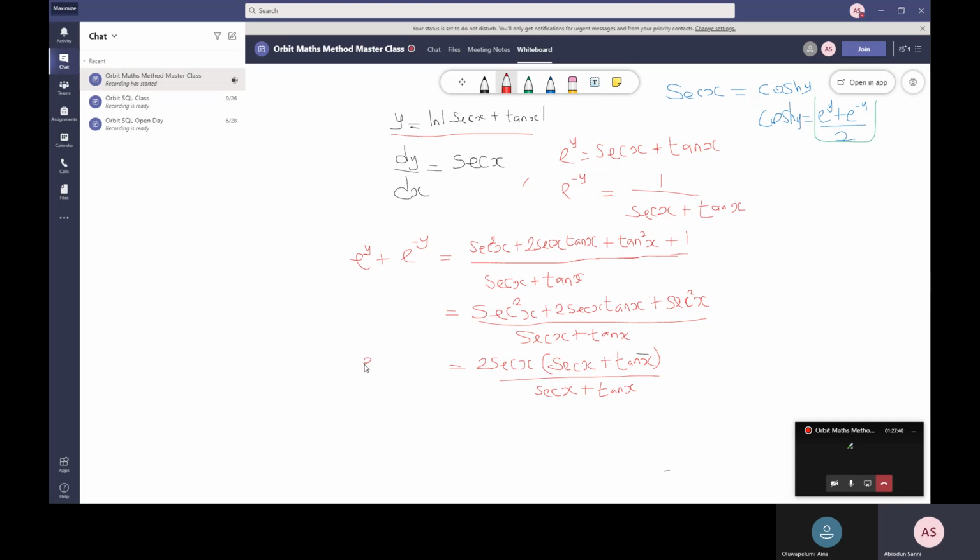And this is what you are using. You are saying exponential y plus exponential minus y is equal to this. So you can see that this one we cancel this one, right? Are you with me? So if I divide both sides by 2, I will have exponential y plus exponential minus y all over 2 is now equal to sec x.